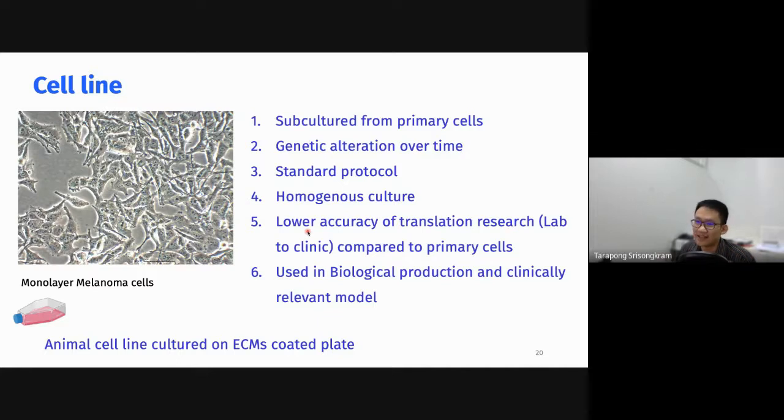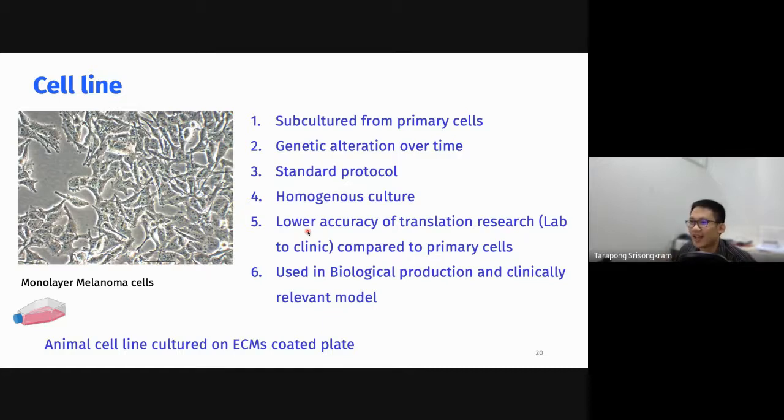So the higher the number of times that you subculture, the longer you culture this cell line, it may have genetic alteration, so it can reduce the accuracy of the research result.